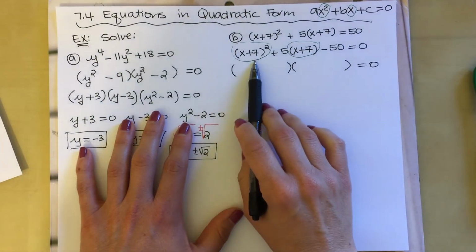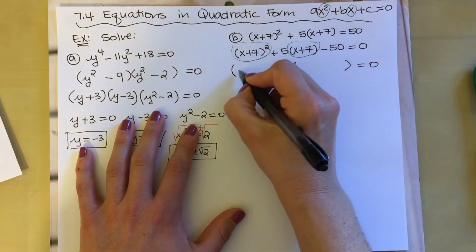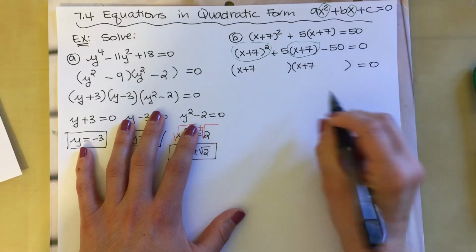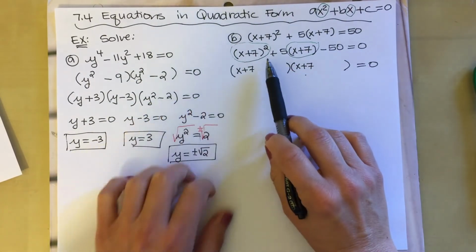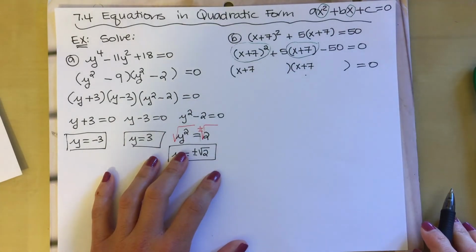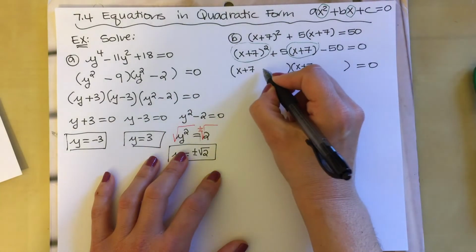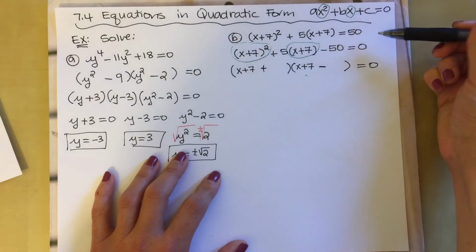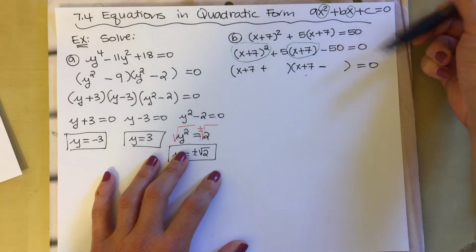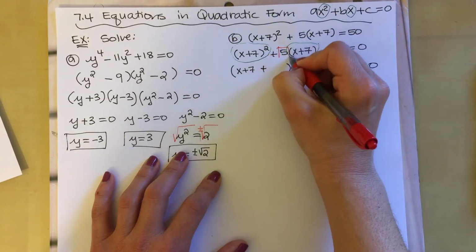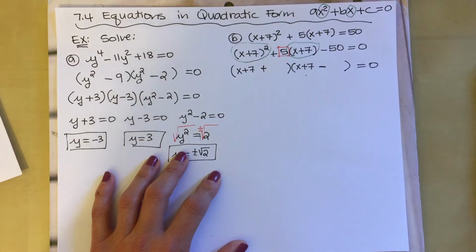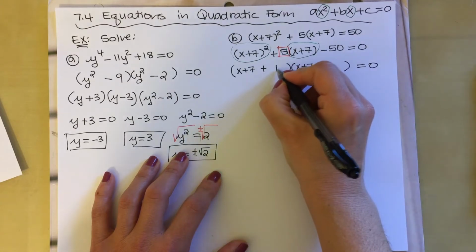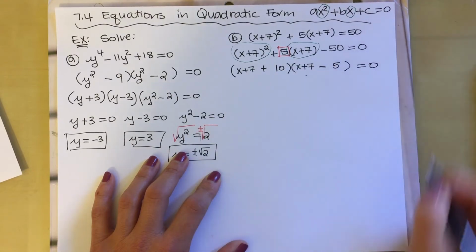And in order to get x plus 7 squared, we need to have x plus 7 and x plus 7, because when you multiply these two, we get x plus 7 squared. The same sign rules apply. Signs will be opposite. One will be positive, one will be negative. We need to find factors of 50 that will give us positive 5. So factors of 50, we can use 5 and 10. 10 should be positive, 5 should be negative.